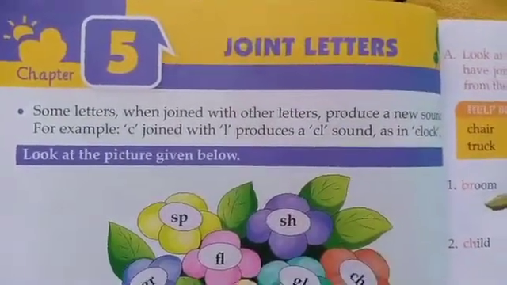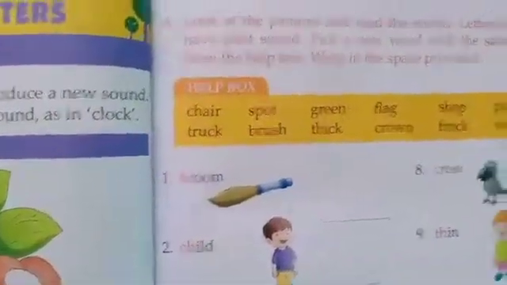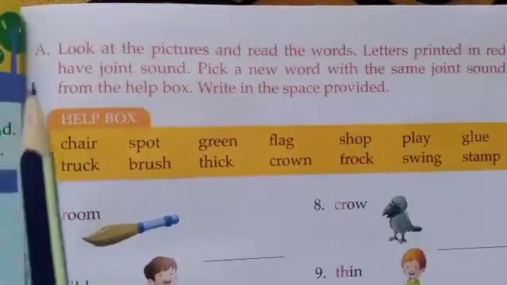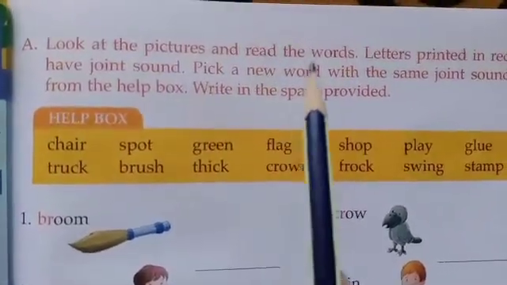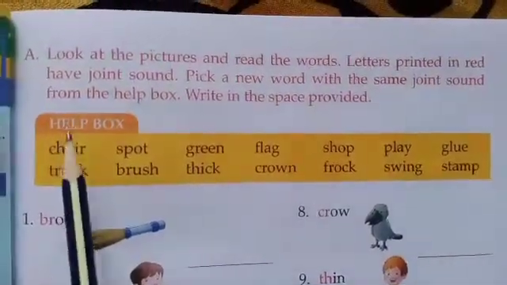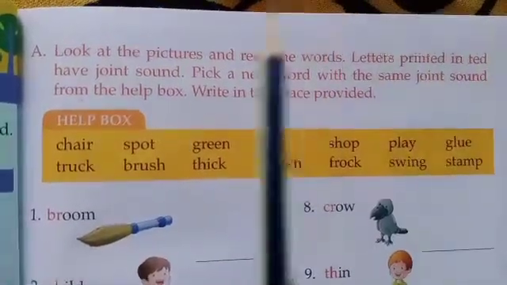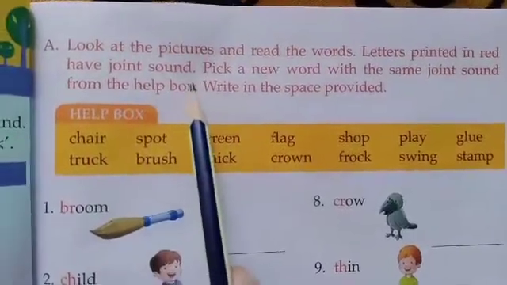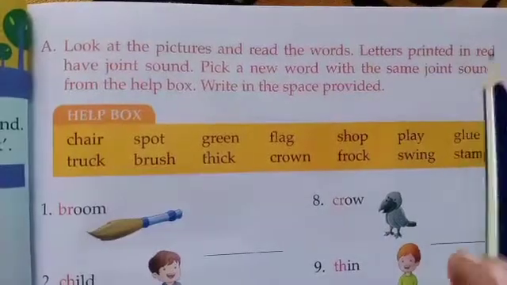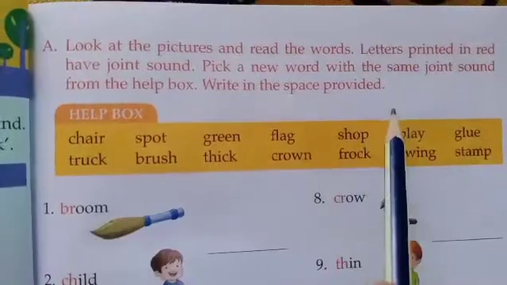Okay, so let's see some more examples. Then it will be very clear to you. Okay, yes. So come to the exercise. The first one is: look at the pictures and read the words. Letters printed in red have a joint sound. Pick a new word with the same joint sound from the help box. Write in the space provided.